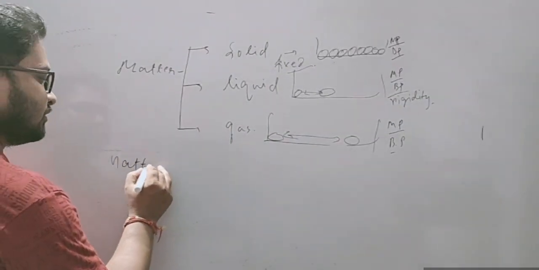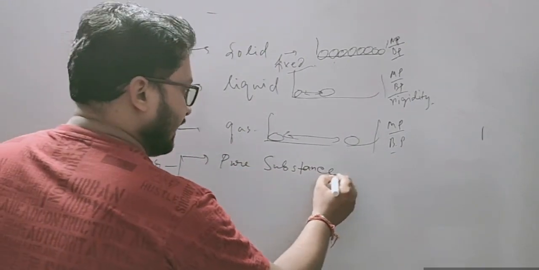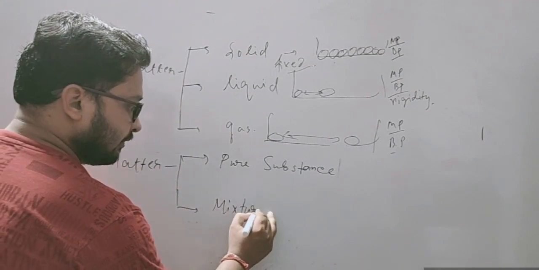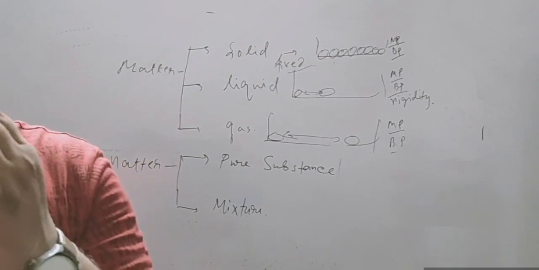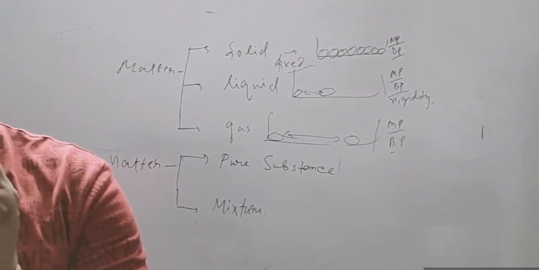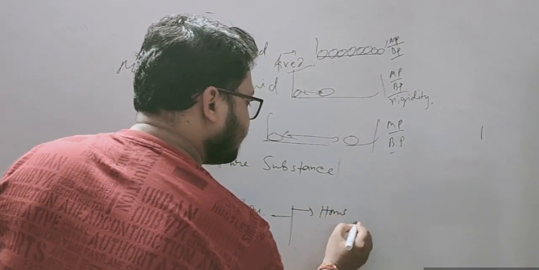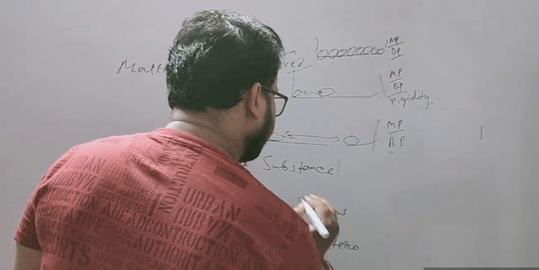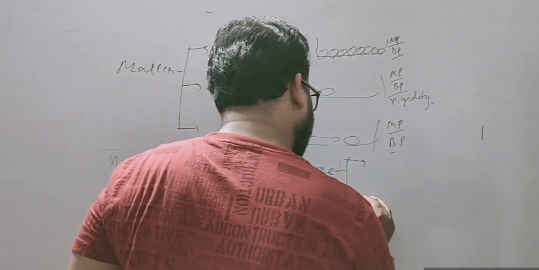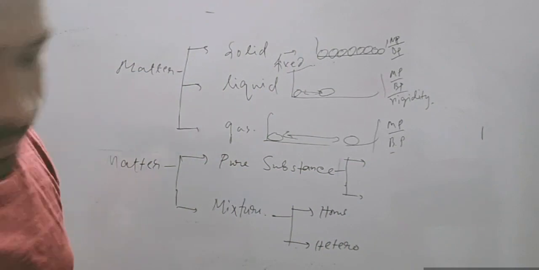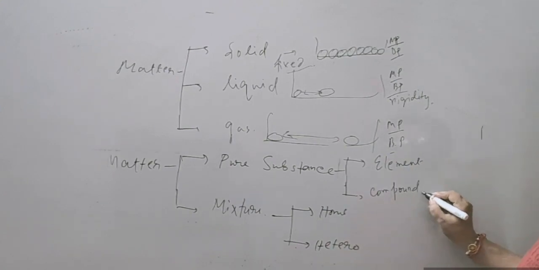If we compare matter, we can also classify it into two categories: pure substance and mixture. Pure substance means all the microscopic or bulky level matter can be classified as mixture or substance. These are further subdivided. Mixture may be of two types: homogeneous mixture and heterogeneous mixture. And pure substance we can further classify into two groups: element and compound.